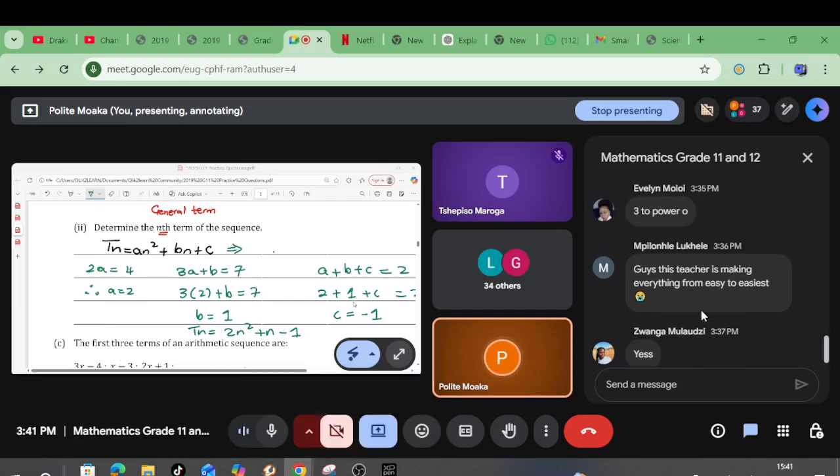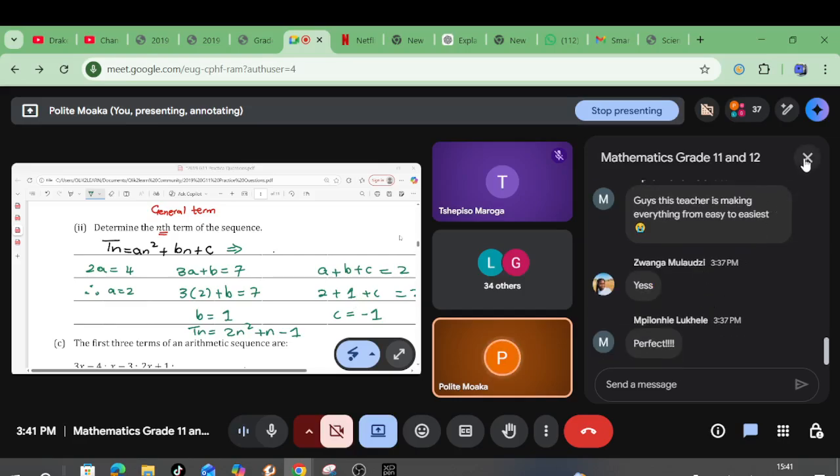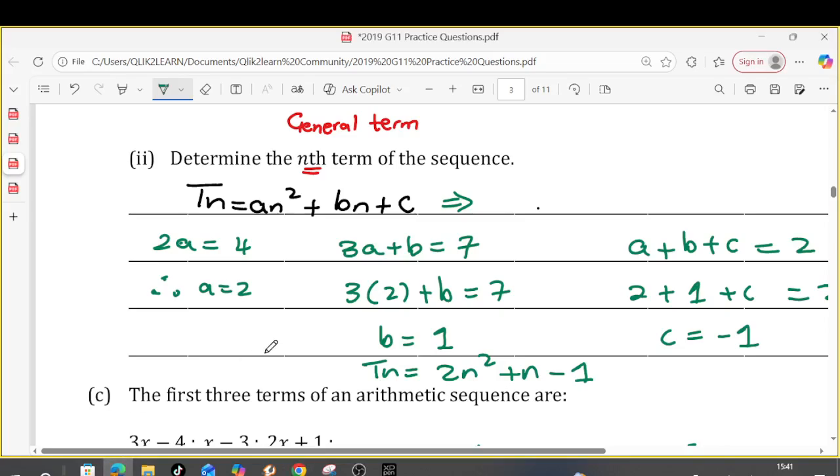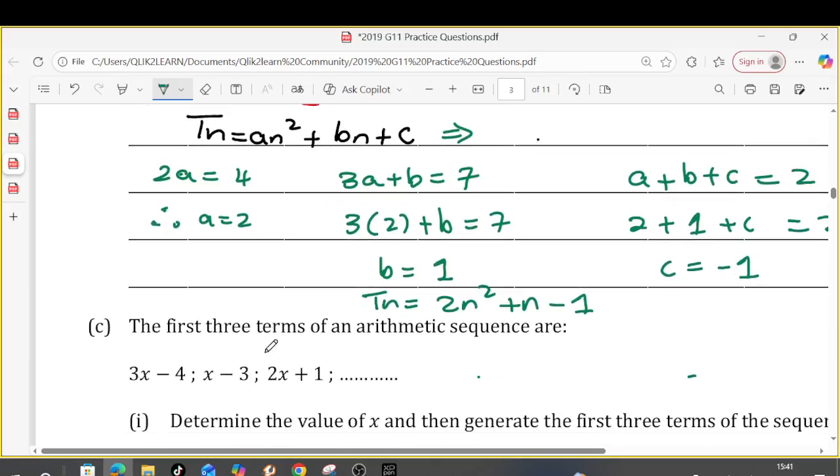Perfect, guys. Thank you very much. I do see your comments. This is how easy it is, né? So, guys, please make sure that you get these things right, né? Don't donate the marks. If the question is easy, make sure that you get it right.